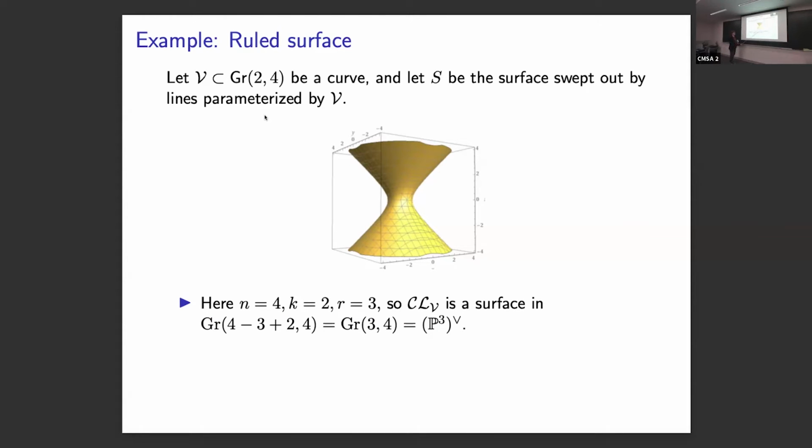So if we plug everything in, then we end up with the Chow-Lam locus being a surface in GR(3,4), also known as a dual projective 3-space. And what is it? It is planes in P3 which contain a line on this surface.